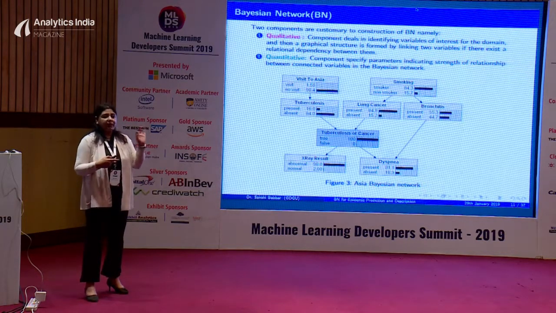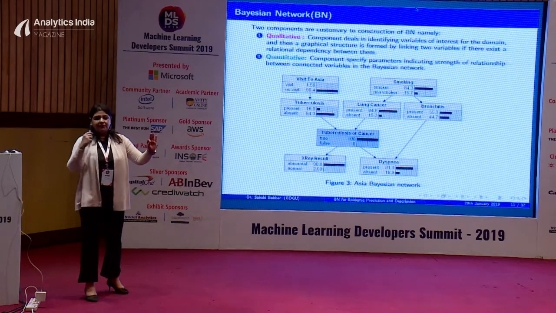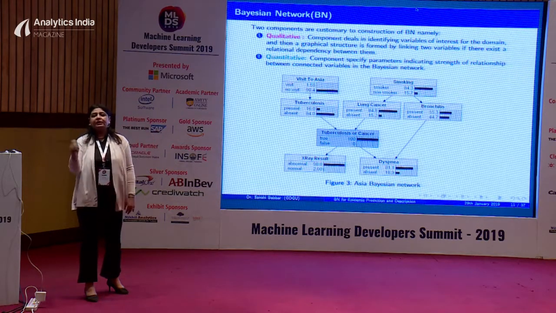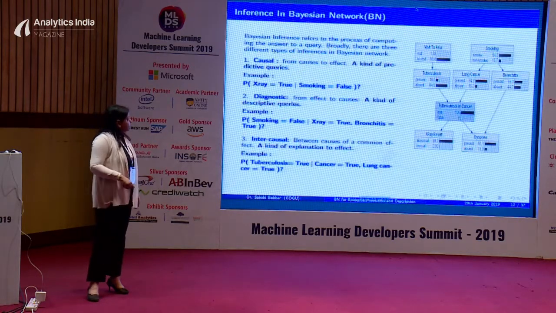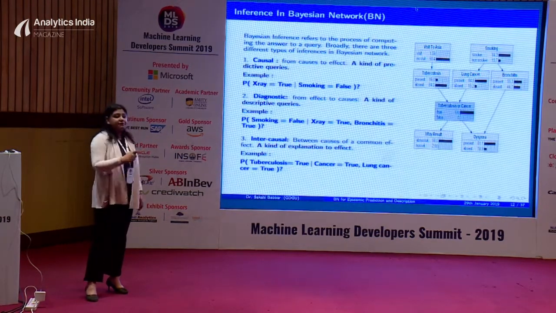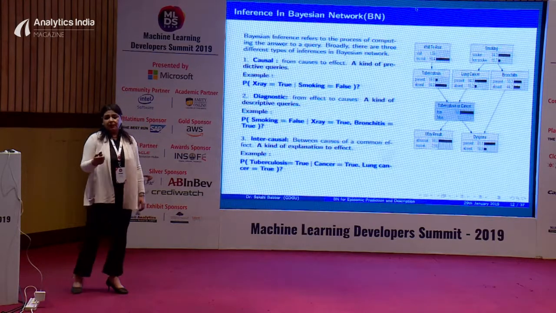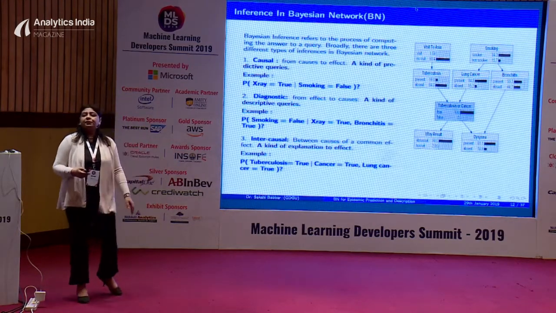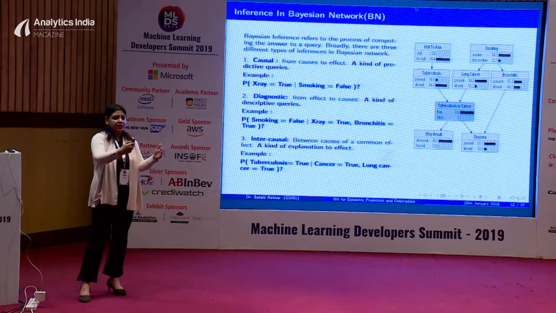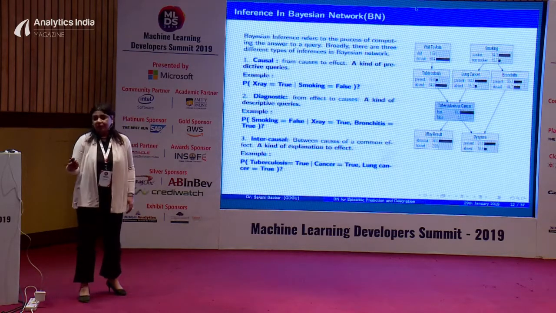So once you do some kind of reasoning in a Bayesian network, it will tell you the probability of that particular event to happen. As an example, these are the different inferences or reasoning which are possible in a Bayesian network. Once we have the model ready and the probabilities ready, the next step is that we can exploit the Bayesian structure based on the reasoning that we are interested in.